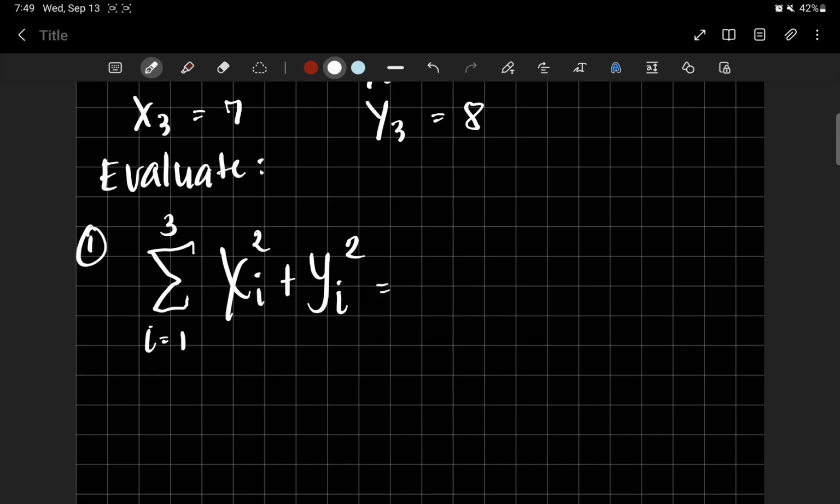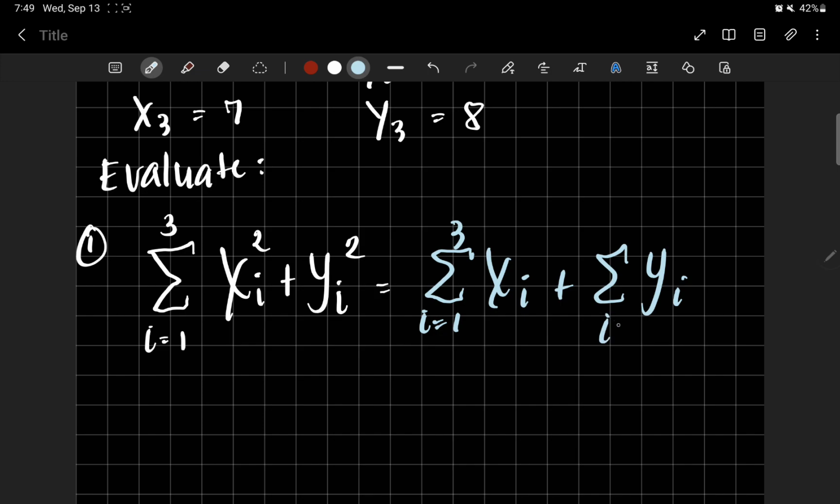Okay? So, if we're going to expand this one, applying rule number 1, we have to separate the two variables. So it will become the summation of x sub i from 1 to 3 plus the summation of y sub i from 1 to 3.